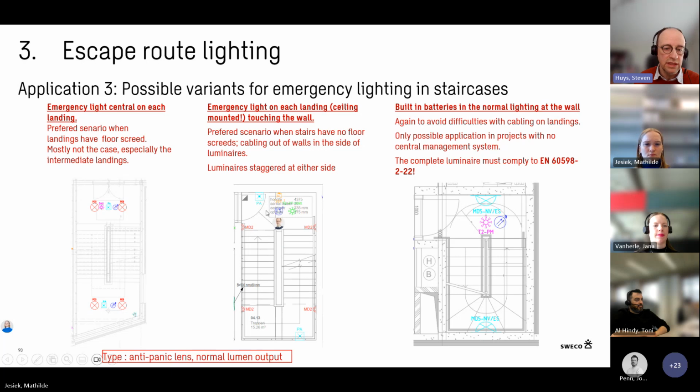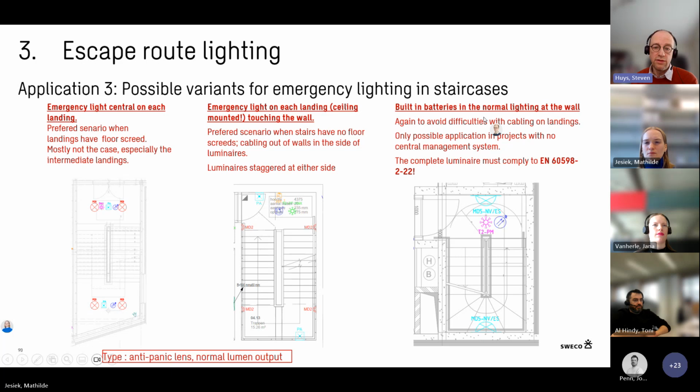So you have other possibilities, and this is one possibility: you place the luminaires against the walls, but at the ceiling. Then cabling can come out of the walls, and there is no cabling visible. Of course, if the cabling can be visible, there is no issue; this is only for cases where visible cabling is an issue. And of course, you must stagger the luminaires at either side of the landings.